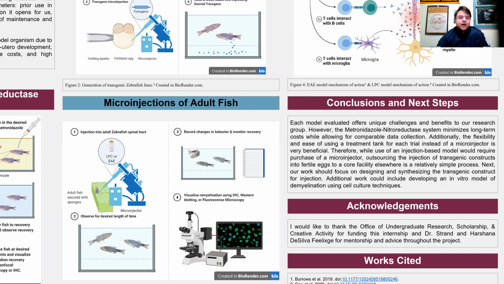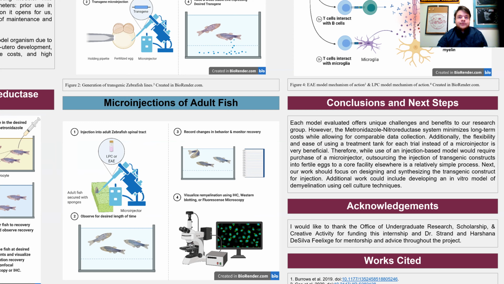And while it does require a microinjecting system to create the transgenic line, we could outsource that to a core facility somewhere, like the University of Minnesota or the Children's Hospital of Philadelphia. Both have zebrafish core facilities capable of doing this for outside research groups. Outsourcing is actually a relatively simple process once we have that transgenic construct created for injection.